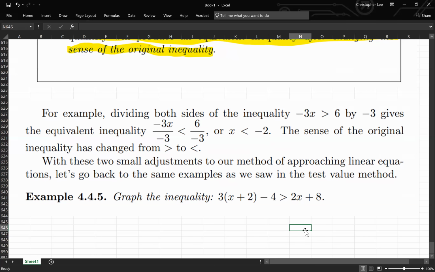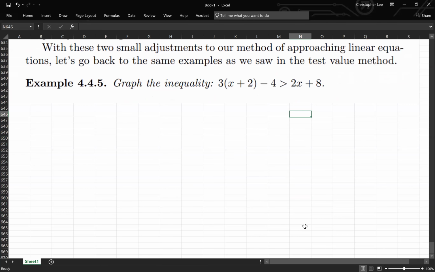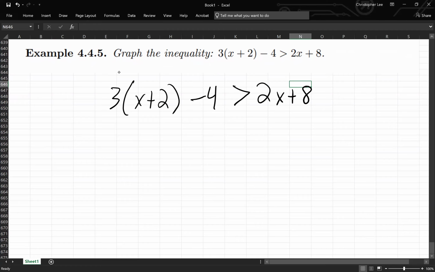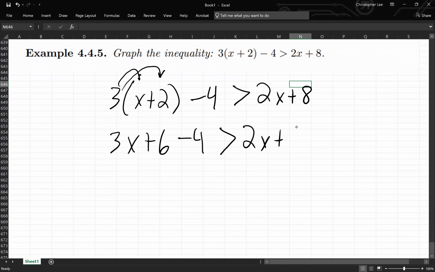With these two small adjustments to our method of approaching linear equations, let's go back to the same examples we saw in the test value method. Let me do this real quick to save time, right? We have 3 times x plus 2 minus 4 greater than 2x plus 8. First, you distribute out the 3. So we have 3x plus 6 minus 4 is greater than 2x plus 8. Let's combine like terms. 6 minus 4 is 2, so this is 3x plus 2 is greater than 2x plus 8, right?